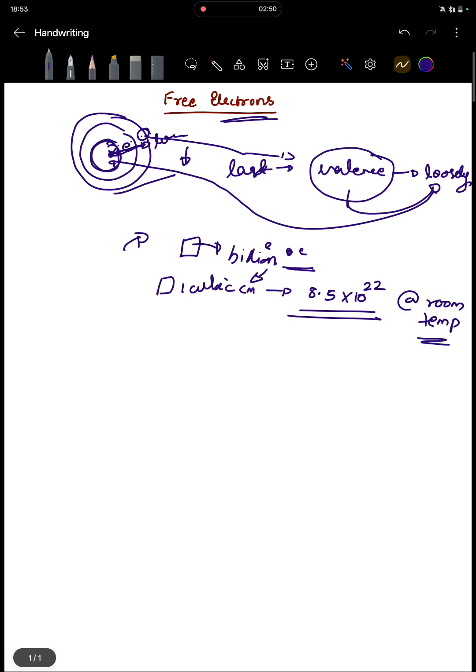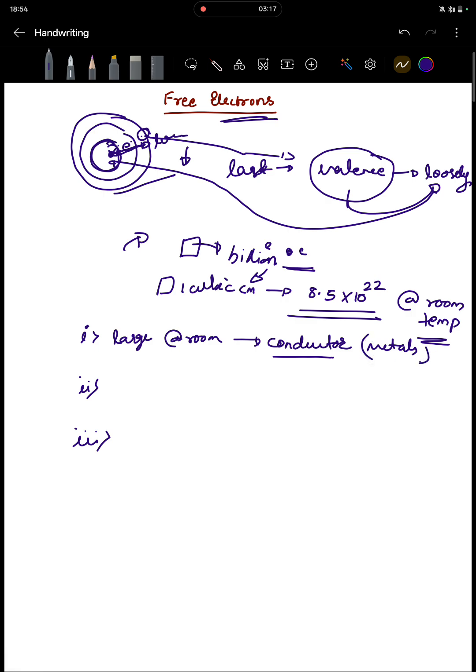Based on this, we classify substances into three categories. A substance which has a large number of free electrons at room temperature is called a conductor. It is a conductor of electricity, for example metals. If a voltage source is applied across a wire of such a material, free electrons readily flow through the wire. This constitutes electric current.